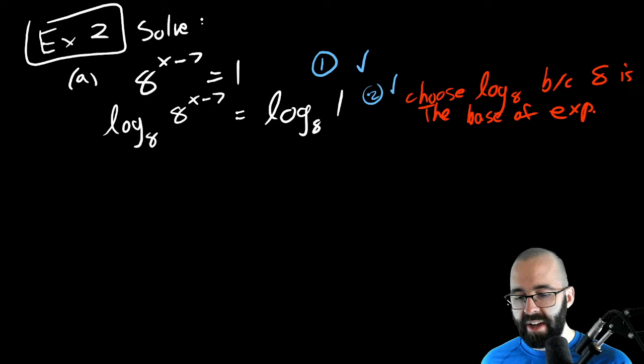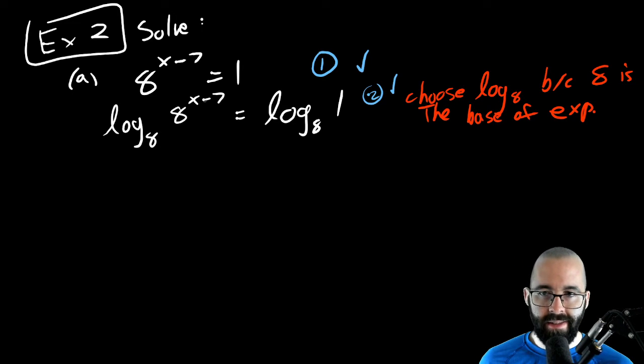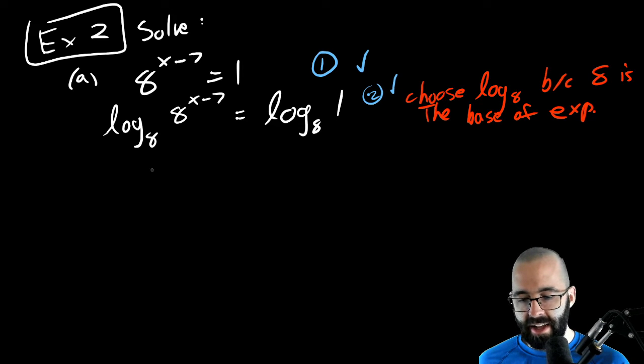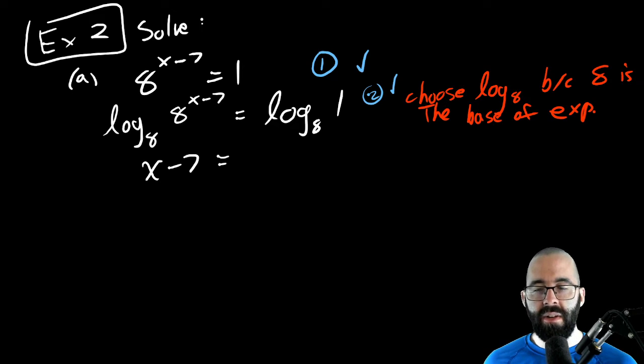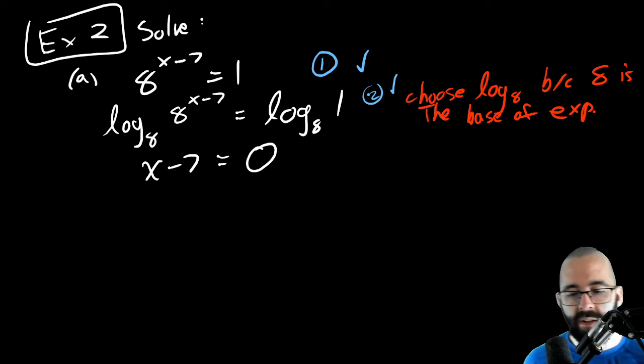All right, and now we just simplify. The inverse property says log base 8 of 8 to something, they cancel each other out. We're just left with the exponent. And the right-hand side, we can simplify too. Log base 8 of 1 is 0.